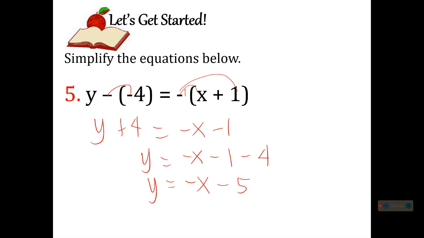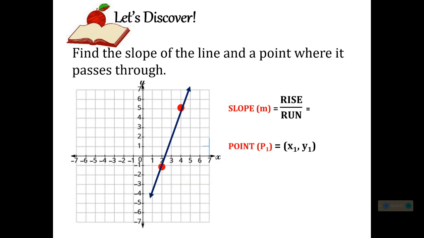Okay. So, that is how simply you are going to simplify our equations. Okay. So, let's have this graph. You are going to find the slope of the line and a point where it passes through. Okay. So, let's have a recall on how we are going to find the slope using the rise over run. Okay. Can you still remember that?